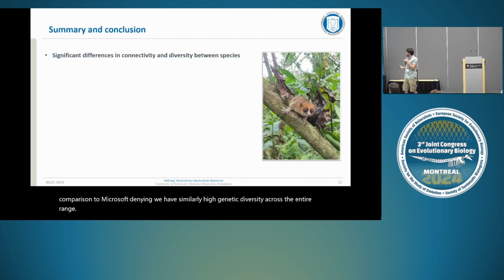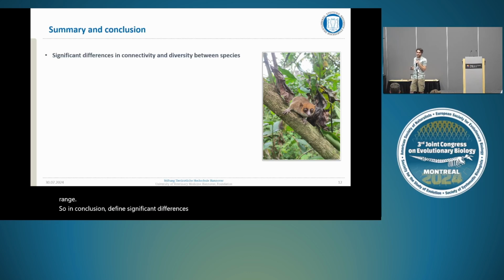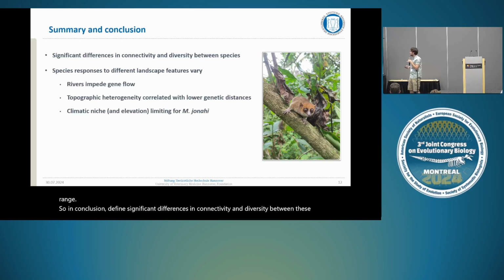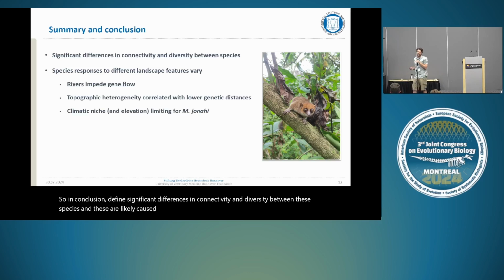So in conclusion, we find significant differences in connectivity and diversity between these species, and these are likely caused by different responses to different landscape features, although some landscape features seem to have a general role in all mouse lemur species, like rivers and the topographic heterogeneity, but then climatic niche suitability and potentially elevation seem to play a different role for different species.